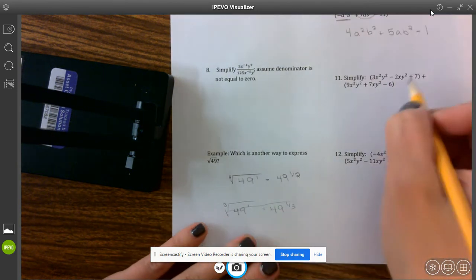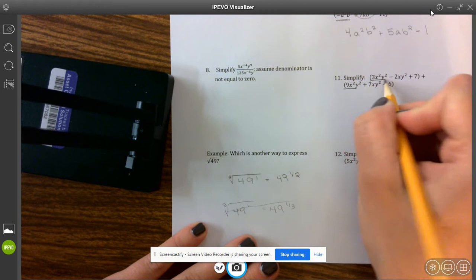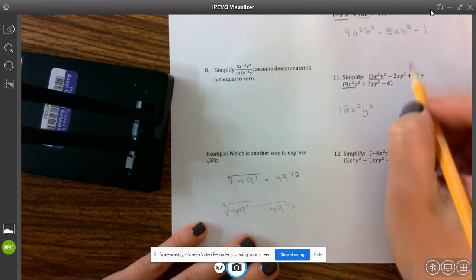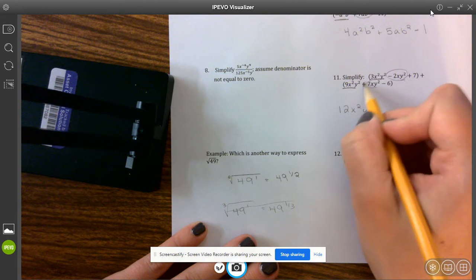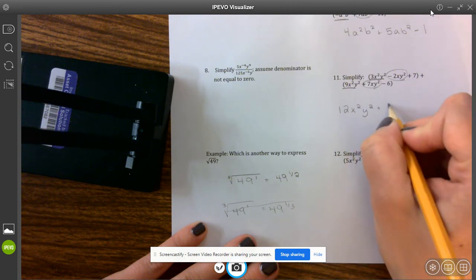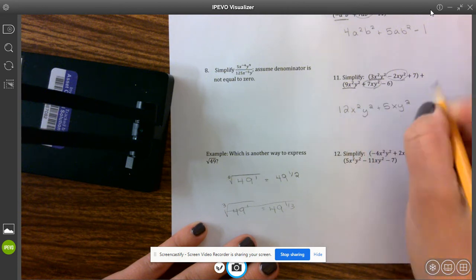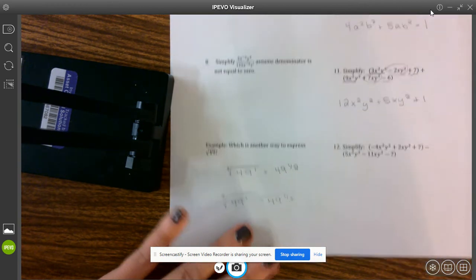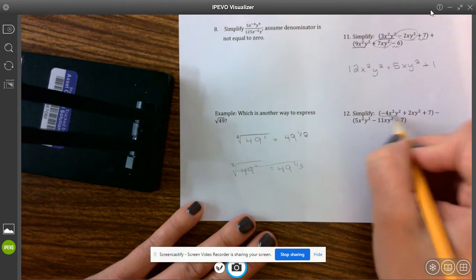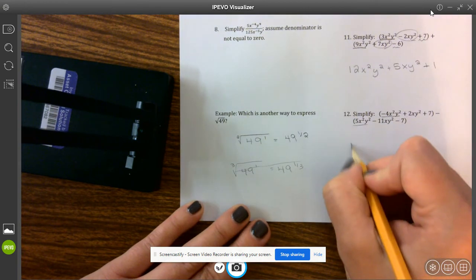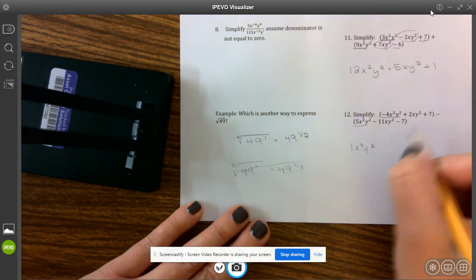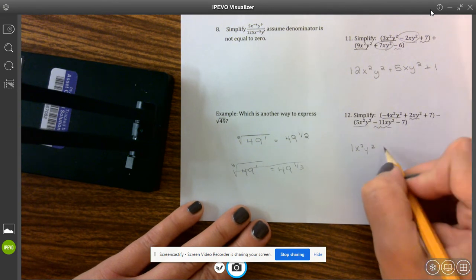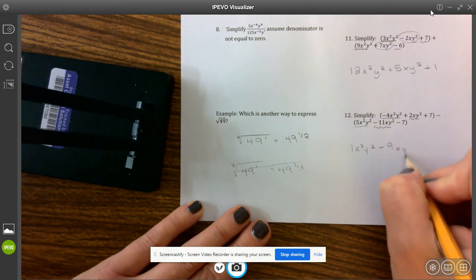Number 11, we're going to combine like terms. 9 and a 3 is a 12x squared y squared. Then we have a negative 2xy squared and a 7xy squared, which is a 5xy squared. Then we have a 7 and a negative 6, which is a positive 1. Negative 4 and a positive 5 is a positive 1x squared y squared. A 2xy squared and a negative 11xy squared is a negative 9xy squared.